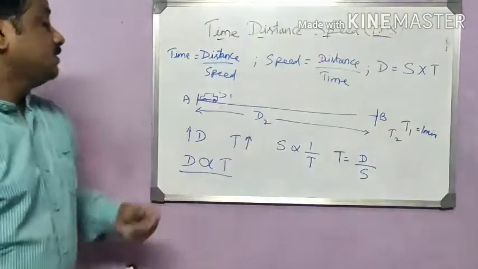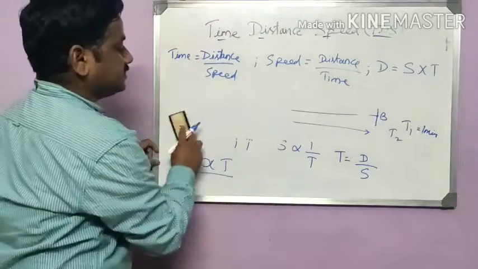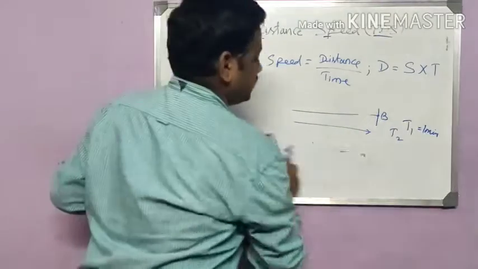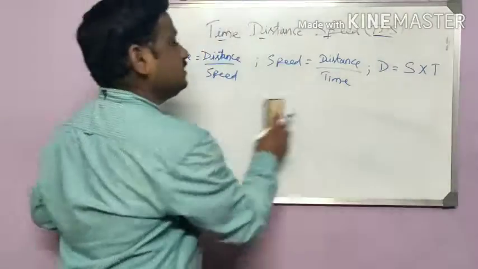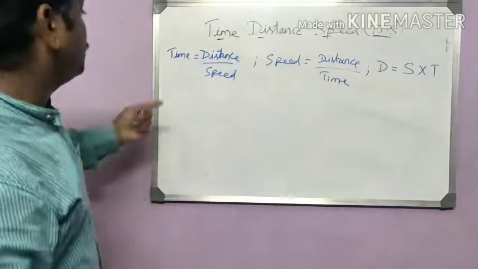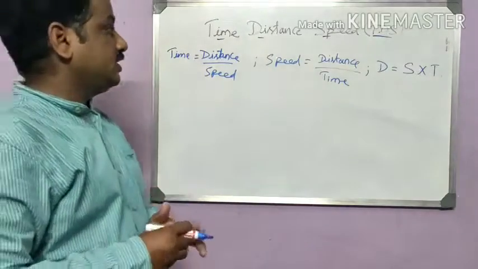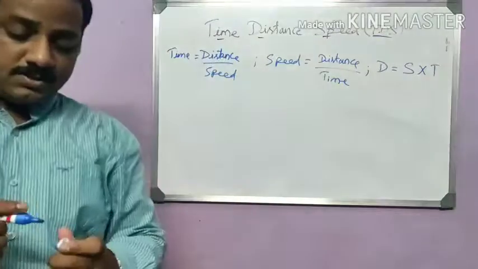So this is the formula or relation we need to understand in the case of T, D and S. Okay, now let's take up one more concept which we need to concentrate on.